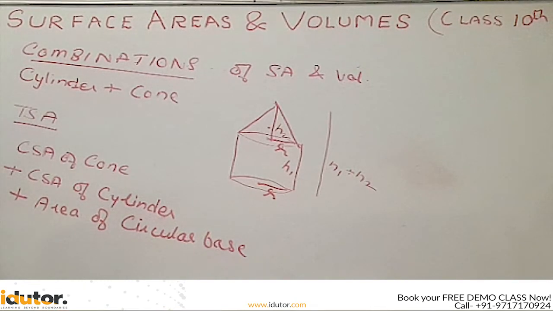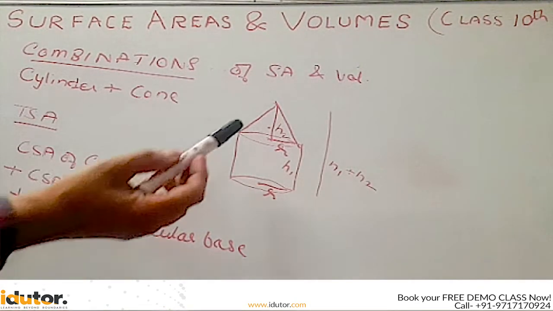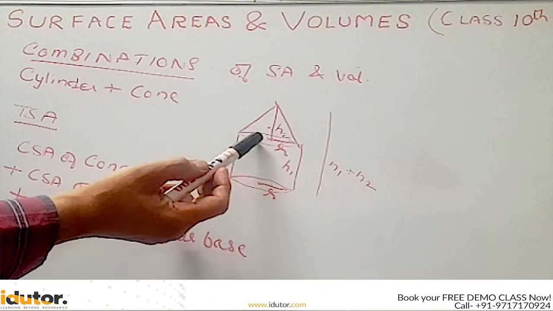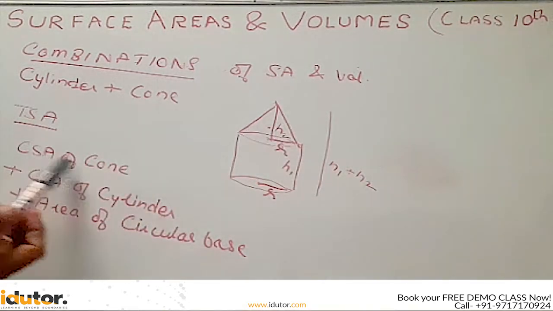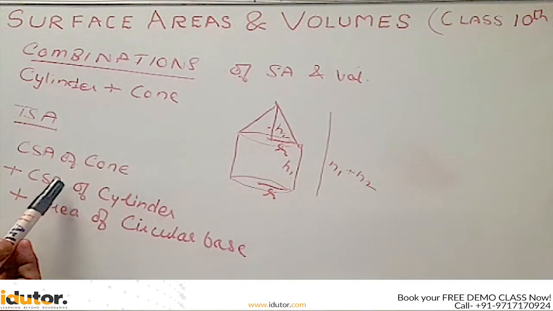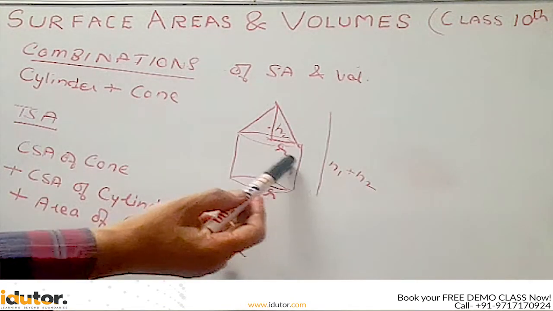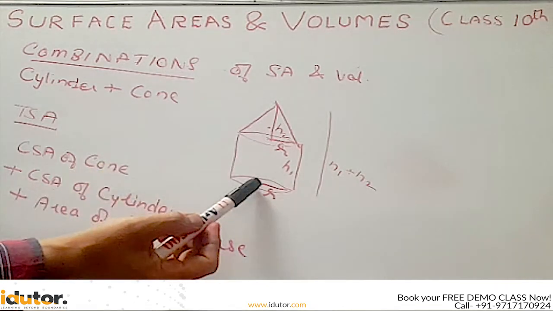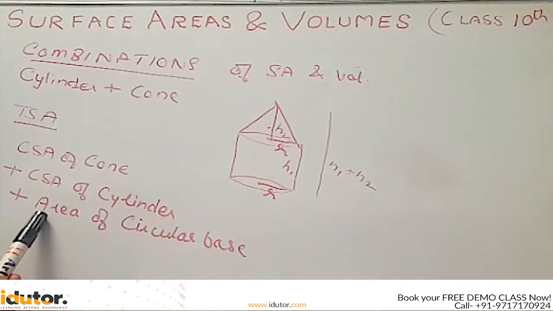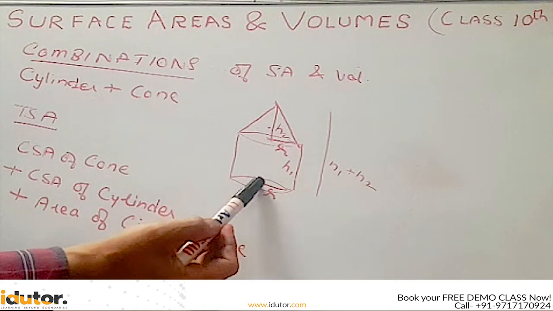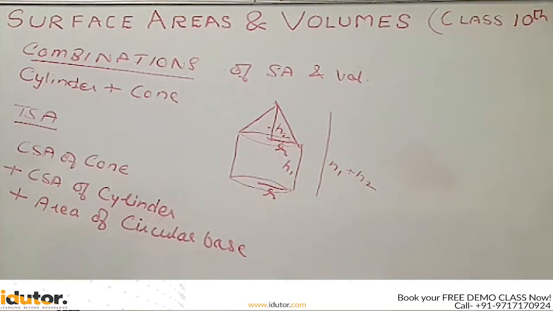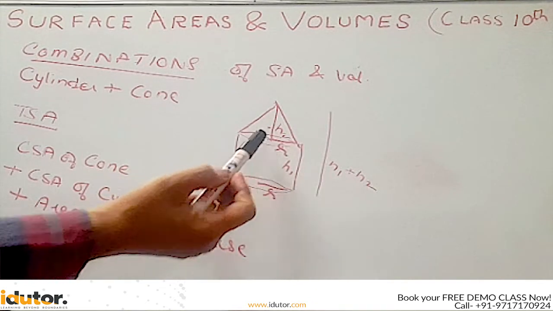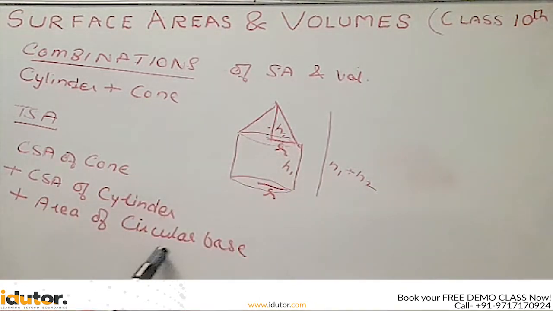So here we have three things. TSA of cone, because we know that only the outer part of the cone can be seen, not the circular part, because it is connected. So CSA of cone, outer part only. And CSA of cylinder, which is only the outer part. We cannot see the inner part. This circle we can't see, but we can see the circle from the bottom. So the area of one circular base, only this one is required. This is not required because it is connected with the cone. We can see this circle only. So, area of circular base.